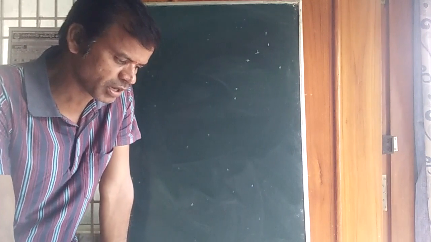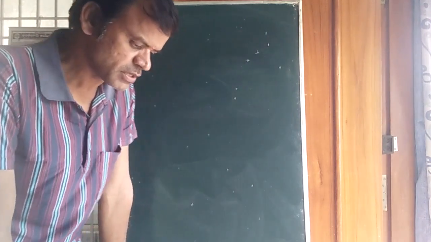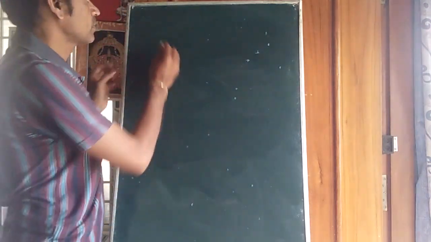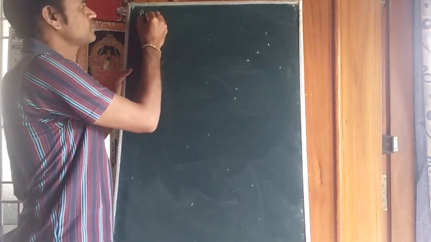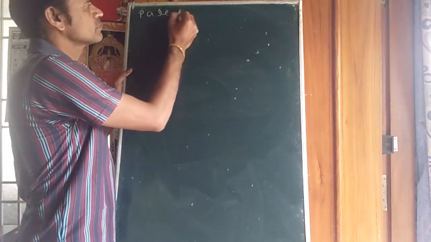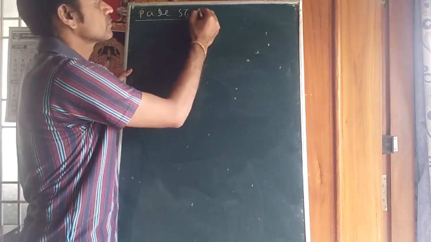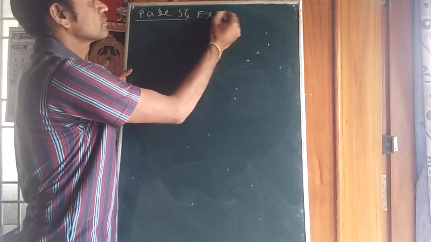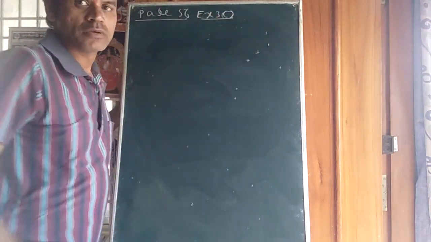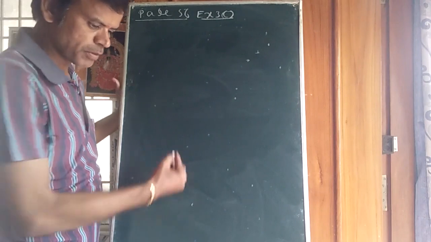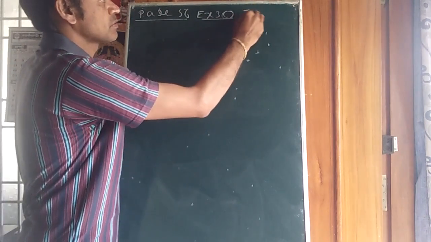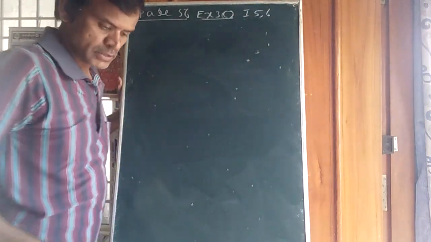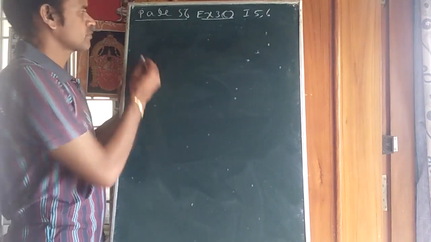Exercise 3C is going on. Open page number 56. Let us discuss some questions now. Page 56, exercise 3C, Roman number 1, fifth question. Let us finish.